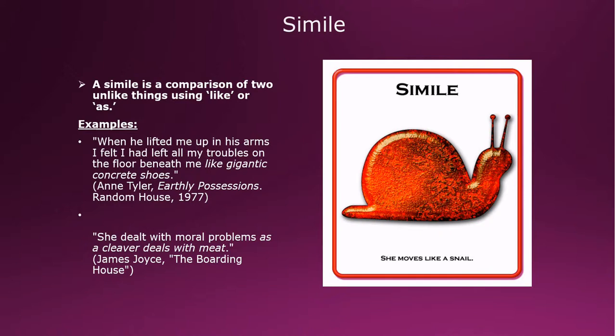Simile. A simile is a comparison of two unlike things using like or as. Examples. When he lifted me up in his arms, I felt I had left all my troubles on the floor beneath me, like gigantic concrete shoes. Here, the simile is the part that says, like gigantic concrete shoes. The fact that he lifted him up with his arms, he felt in his heart a feeling that his troubles themselves had dissipated or gone away. This right here is being compared to gigantic concrete shoes.